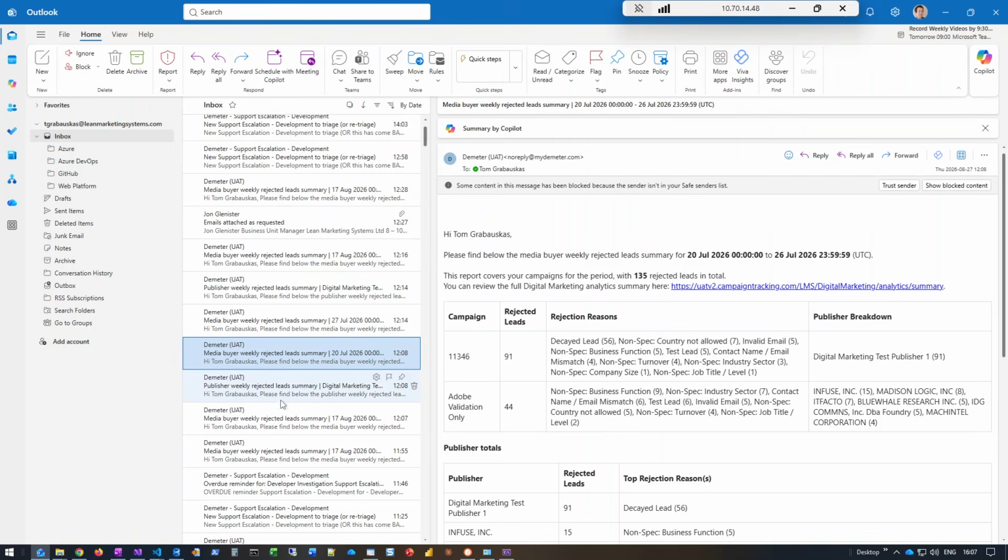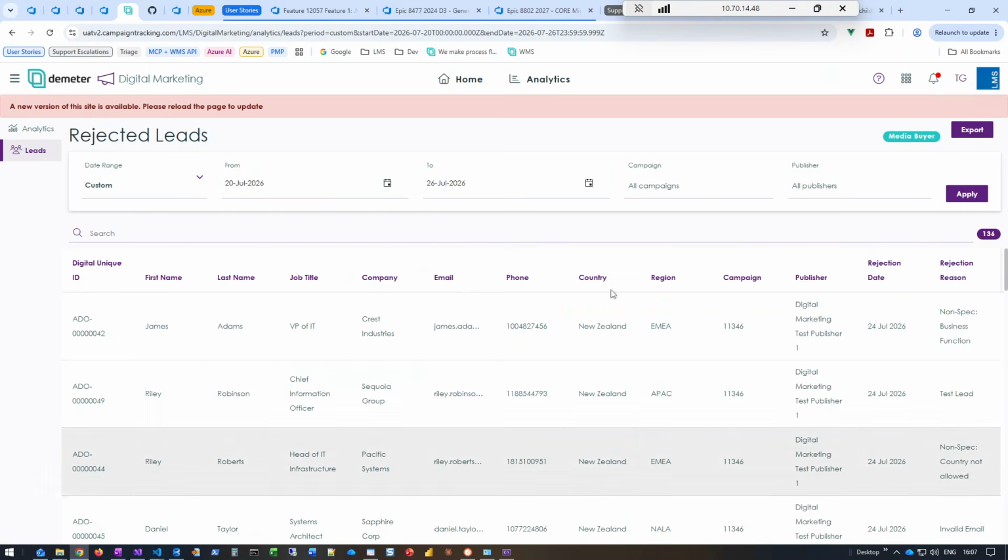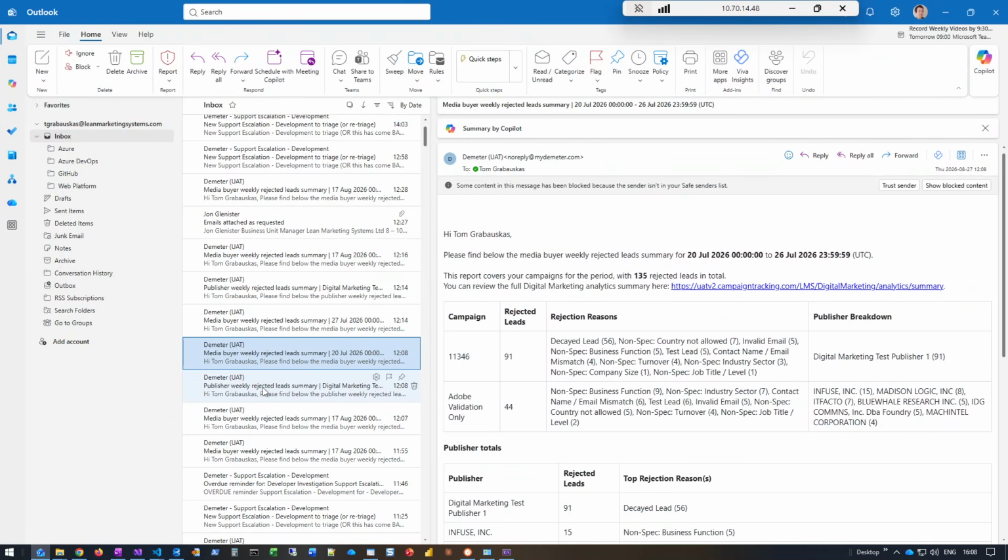So we have two types of emails, which are a summary of rejected leads. In this example, this is a media buyer summary where I can see there's 135 rejected leads for these two campaigns. If I go in here, I'll see there's 136, but that is because I am also a publisher.